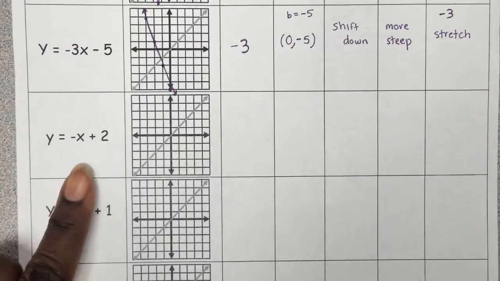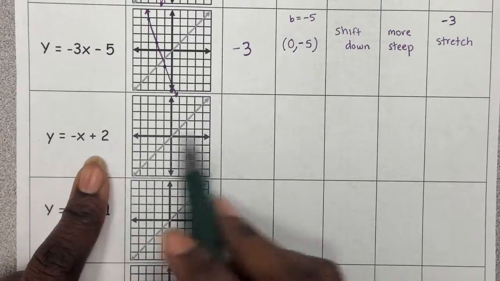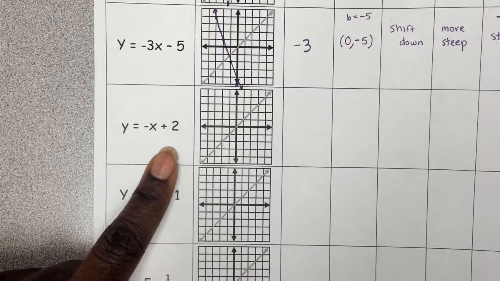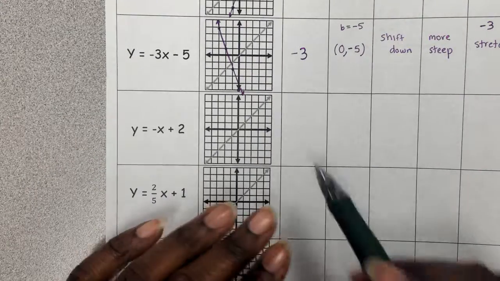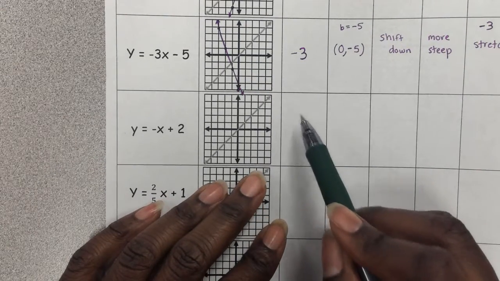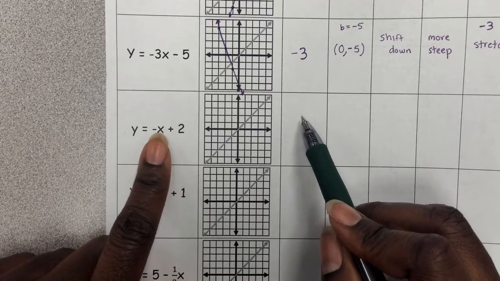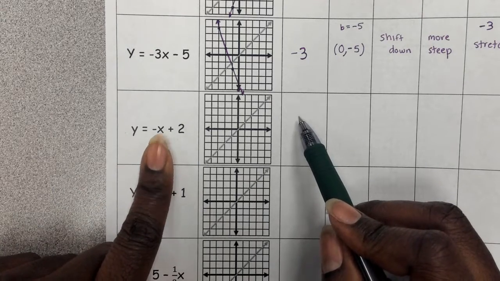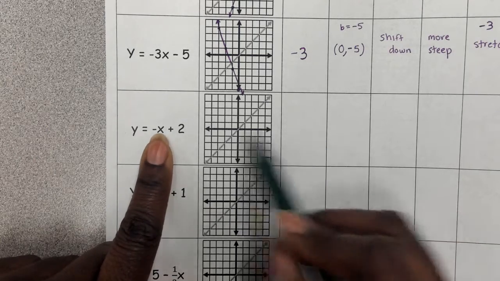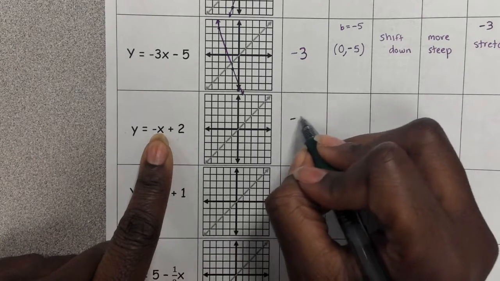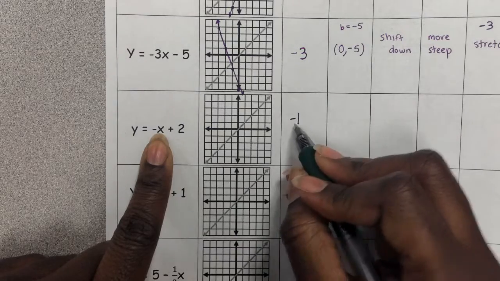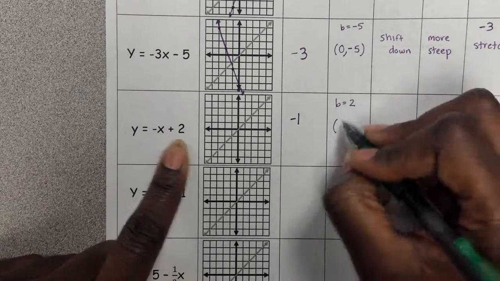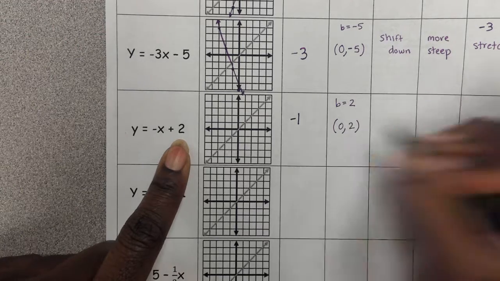Now let's go ahead and talk about this one, and then when we graph this one, I will show you how to use your calculator to plot the points. Okay. So, first question is, what is the slope? The slope is the number that's with the x. Did you hear that? It's the number that's with the x. And in this case, this number is -1. So the slope is -1. The b is 2, so the y-intercept is 0, 2.